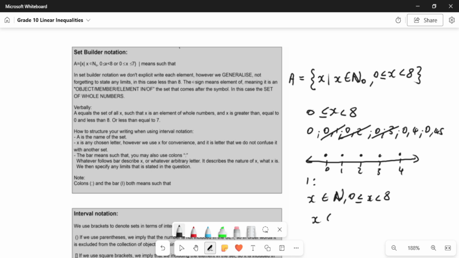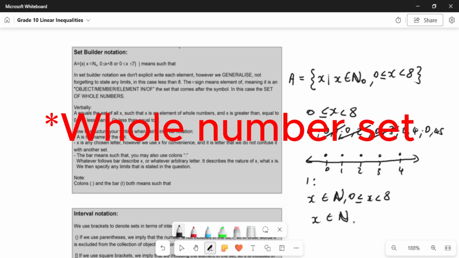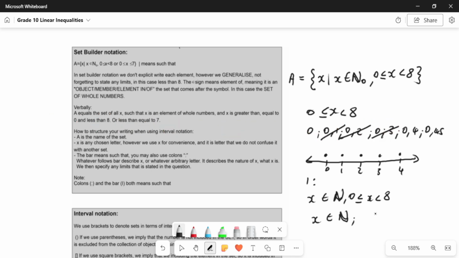Alternatively, you could say x is an element of the natural number set, but x must be greater than or equal to 0 but less than or equal to 7. Right? You can see both of these notations mean the exact same thing. So naming the set here and giving an arbitrary letter like x is not very important. What makes it set builder notation is this greater than and equal to sign, what we call inequality signs.